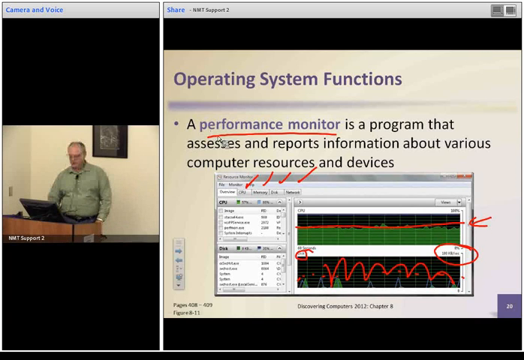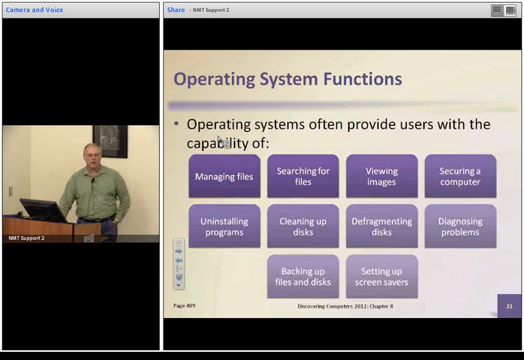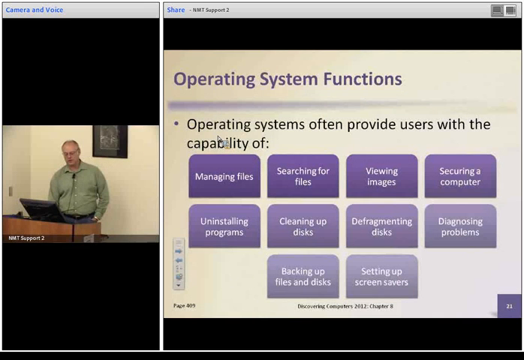And there's also the memory tab, which will also help you with that kind of thing, diagnosing that problem. You should look at that. It's not hard. Control-Alt-Delete, task manager, and then you can go in there and look at that. So there's other things the operating system does.